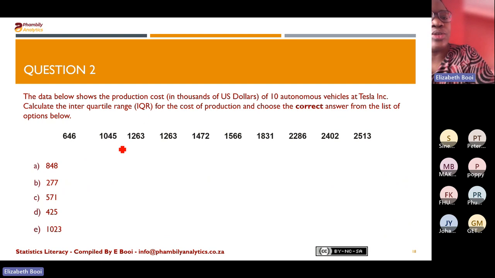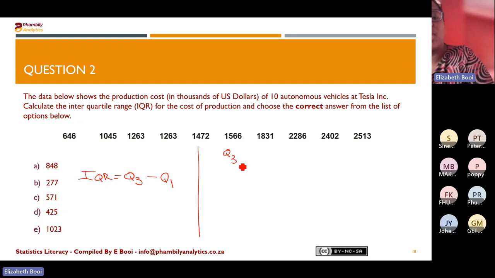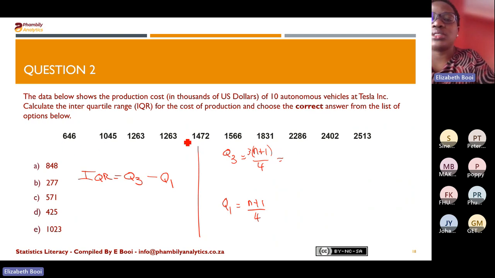So IQR, I'm going to write it here, IQR is equal to your quartile 3 value, not the position, value minus the quartile 1 value. Therefore, we have to do certain things. We first need to calculate what quartile 3 is and what quartile 1 is. So quartile 3 is 3 times n plus 1 divided by 4. We need to also sort the data. So this data, looking at it, it's in ascending order, right? You wish everything in life came so easy like this. So already my data is ready. I can just do the calculation.